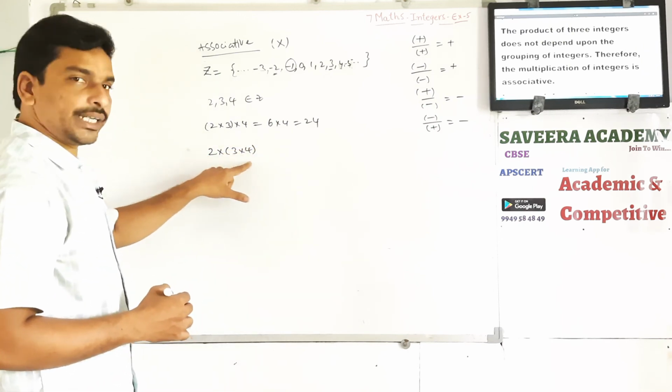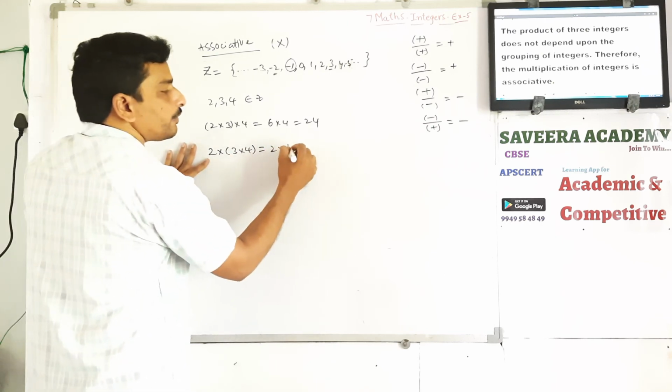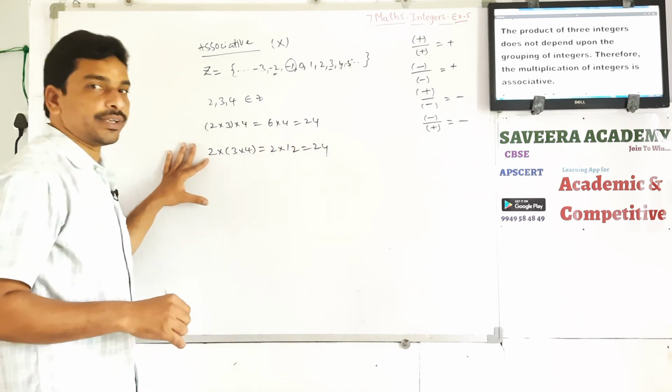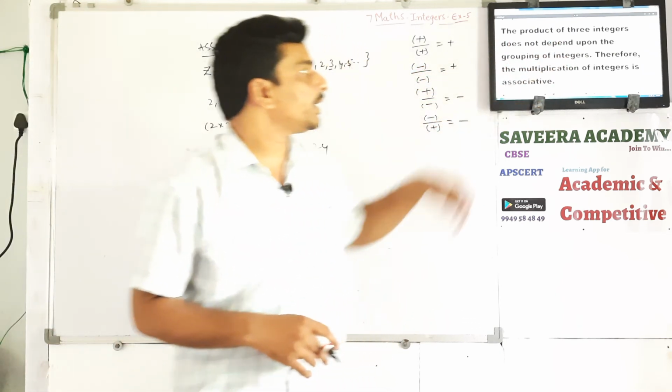2 into 3 into 4 is equal to 2 into 3 into 4. 3 4s are 12. Again the same answer we got. So that is the thing he has said: the product of three integers does not depend upon the grouping of integers.